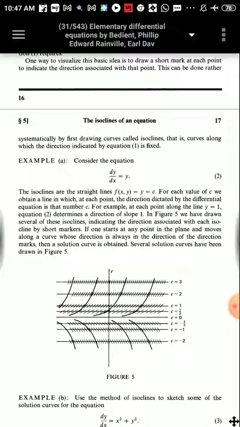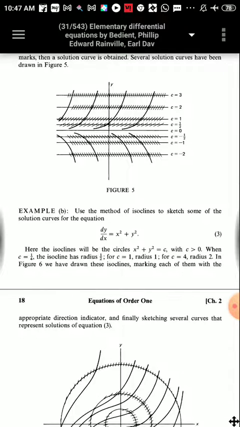If one starts at any point in the plane and moves along a curve whose direction is always in the direction of the direction marks, then the solution curve is obtained. Several solution curves have been drawn in figure 5. So observe this figure 5, and it gives the isoclines of the differential equation dy by dx is equal to y.